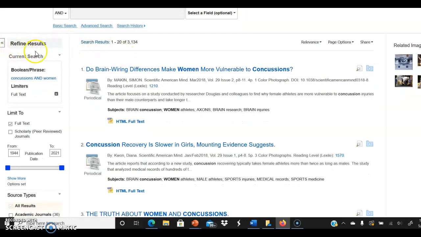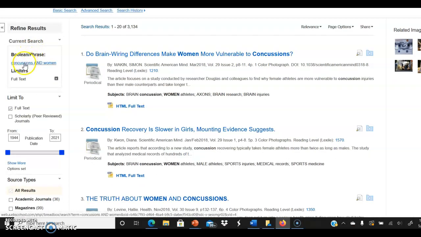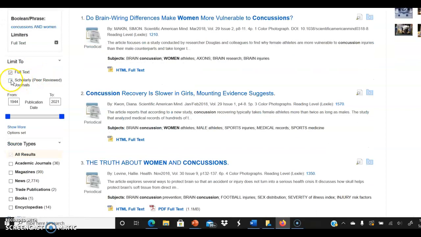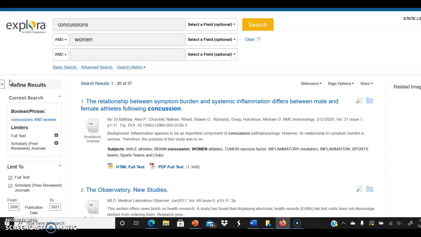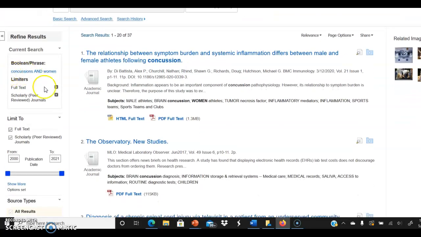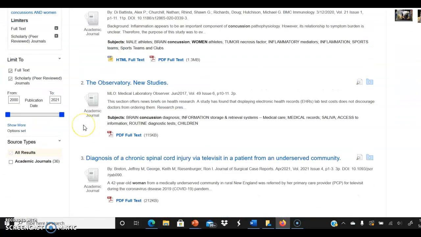We can go over to the refine results on the left-hand side of your page. Boolean phrases, look at here. Concussions and women, perfect. We want it to be scholarly peer-reviewed, which means that these articles were written and then people that are experts in that field made sure that it was accurate. So you definitely want peer-reviewed.